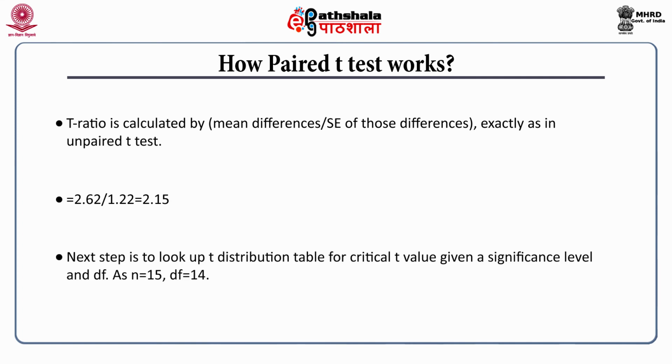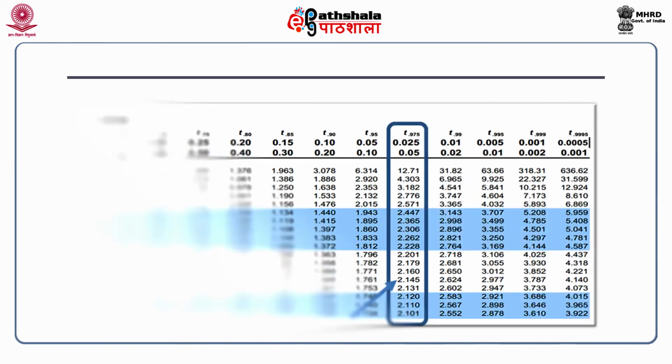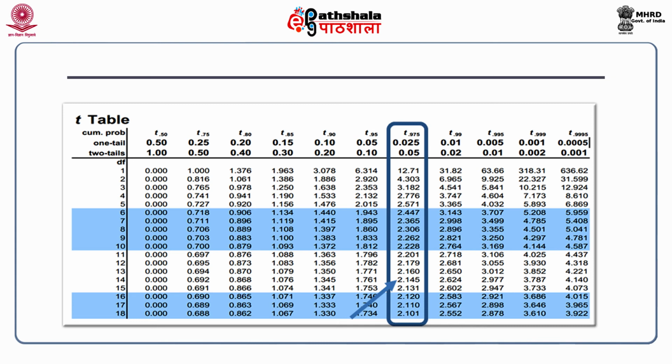The next step is to look up the t distribution table for the critical t value, given a significance level and the degree of freedom. As our n is 15, the degree of freedom is n minus 1, that is 14, and the significance level, of course, is arbitrarily set at 0.05. We can look up this value, that is 2.145, and the obtained value is 2.15. So the table value is a little bit less than the calculated value of 2.15.